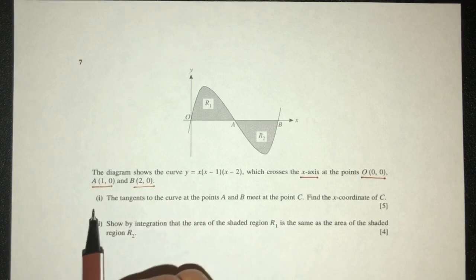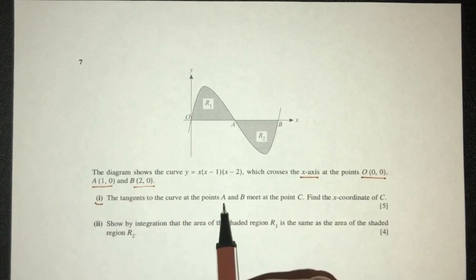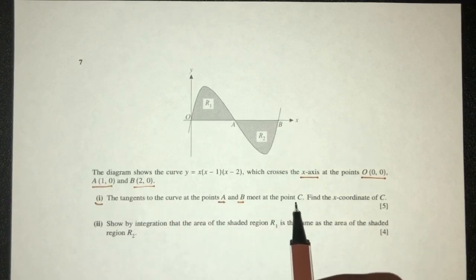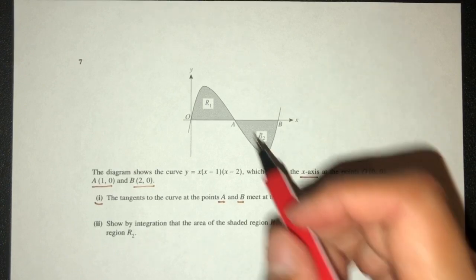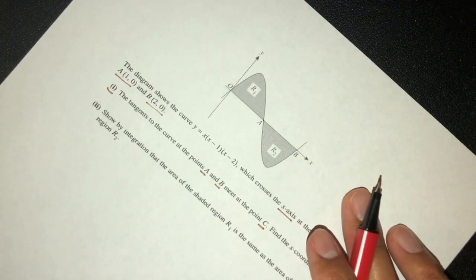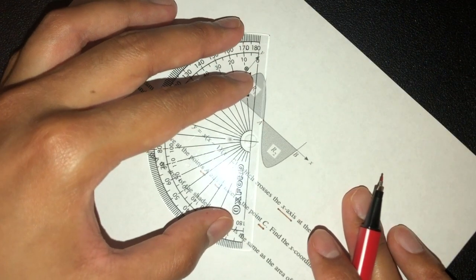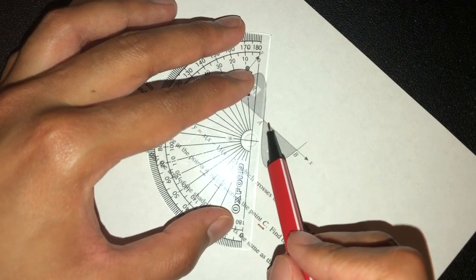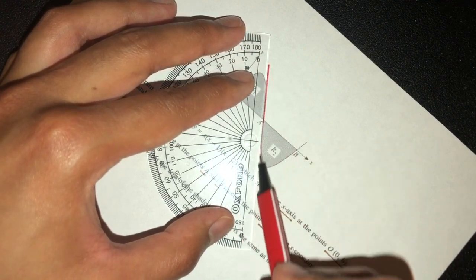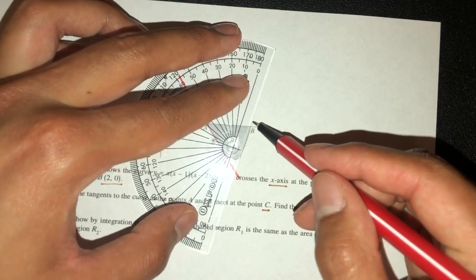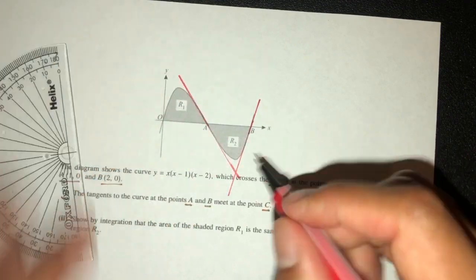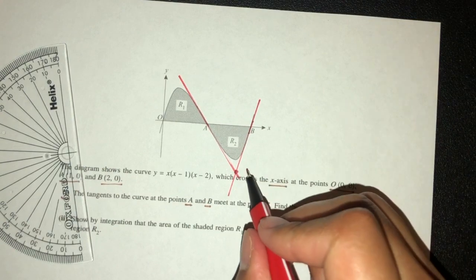Right. Now part 1: the tangents to the curve at A and B meet at the point C. Find C. So we have a tangent at the point A and B. A tangent will be simply a line. For example, it could be a line in this direction. The tangent at B should be something in this direction. They meet here, and this is your point C.